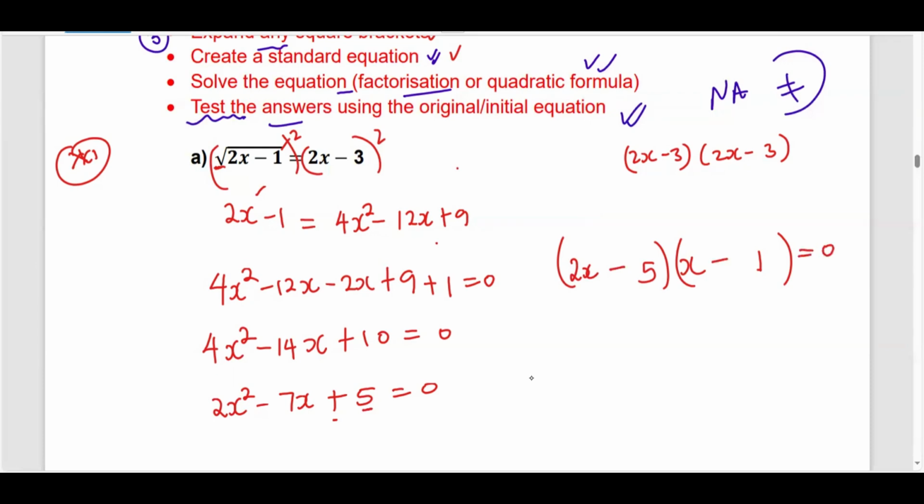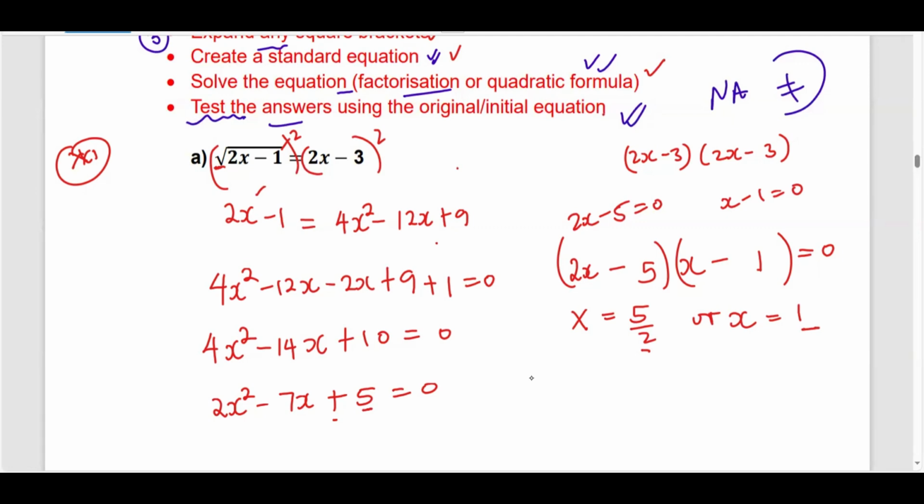So from our dot product to solve this, x is going to be 5 over 2, or x is just going to be a positive 1. Just equate these ones to 0. 2x minus 5 is equal to 0, and then you solve for x. x minus 1 is equal to 0, and then we solve for x. So we arrive at these solutions. Now, we've solved the equations. The next part, or the last part, is to test these answers of ours.